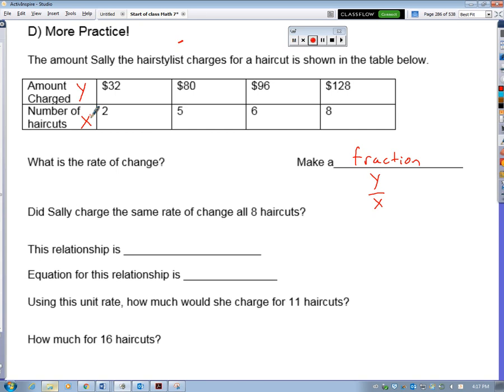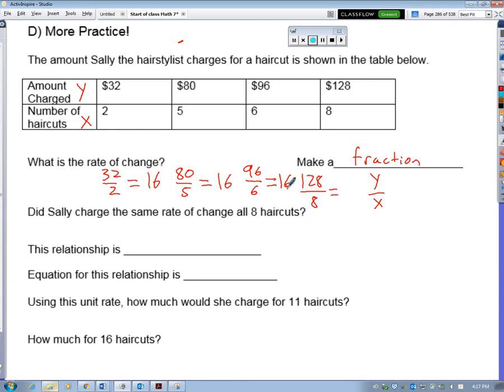We're going to set these fractions up now. So we have, the first one is 32 over 2. We'll see what that divides out to. And then we have 80 over 5. And we have 96 over 6. And then over here, let's go with 128 over 8. Alright, and if we divide that out, every single one of these comes out to 16.